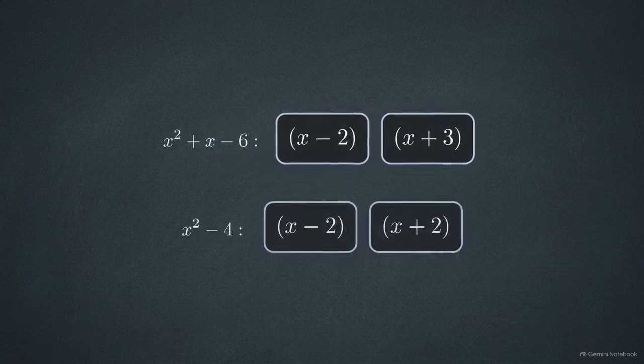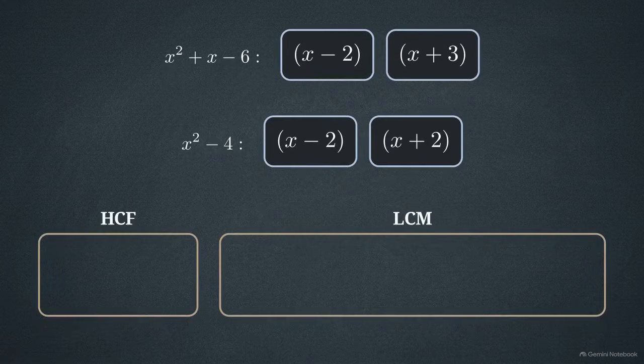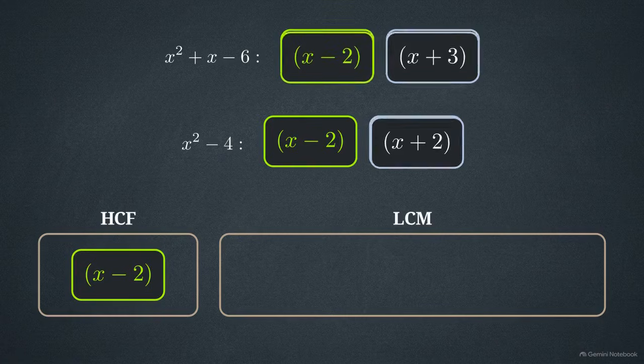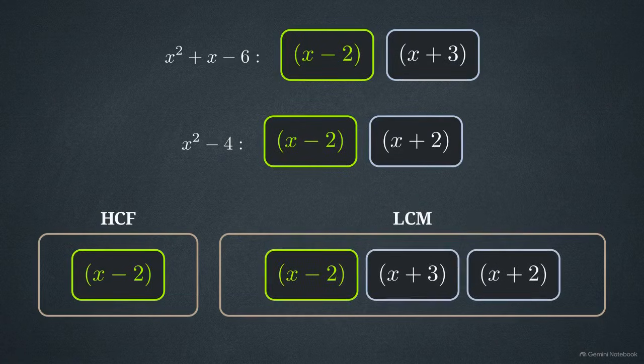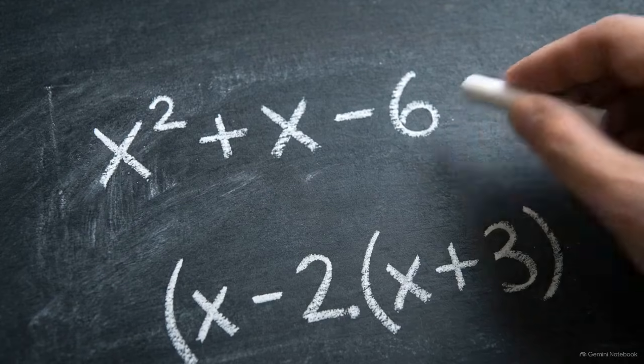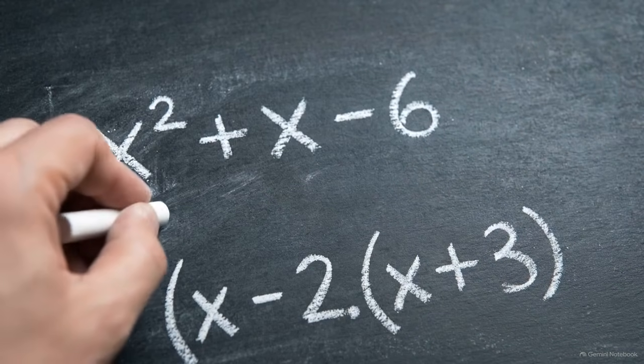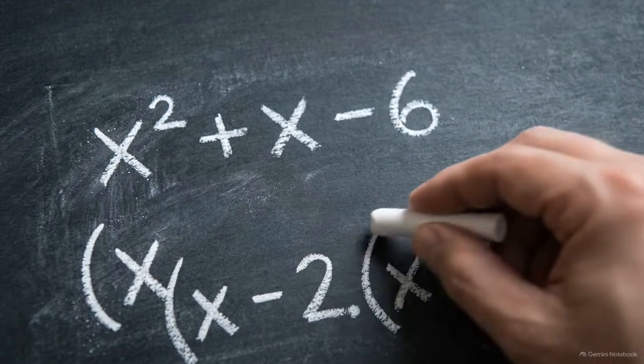We can now apply our factor rules to these brackets. We select the shared block, x minus 2, for the highest common factor, and group every distinct block together to form the lowest common multiple. A quadratic trinomial is simply a standard factor problem where the prime building blocks are hidden inside brackets.